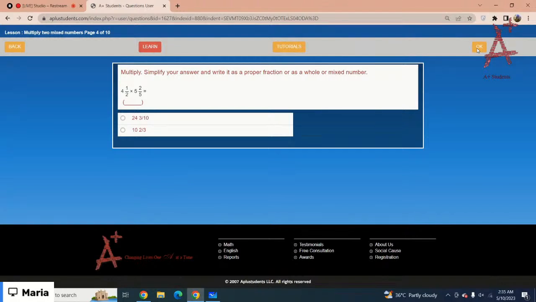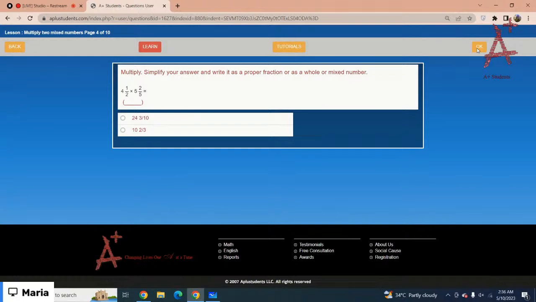Okay, the next one is 4 whole 1 over 2 times 5 whole 2 over 5. So which is the correct option? 4 times 2 is 8 and 1, 9 over 2. And 5 times 5 is 25 and 2, 27 over 5. So just do 27 times 9, and 2 times 5 is 10.